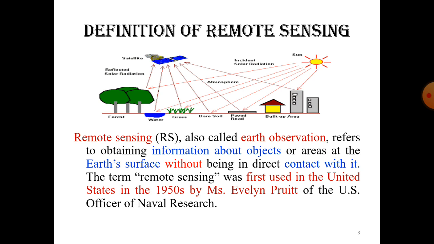As the information here is of the Earth, what we observe or gather, remote sensing technology is also called Earth observation technique or technology. Way back in the 1950s, Ms. Evelyn Pruitt used the term remote sensing for the first time in Naval Research of the United States.